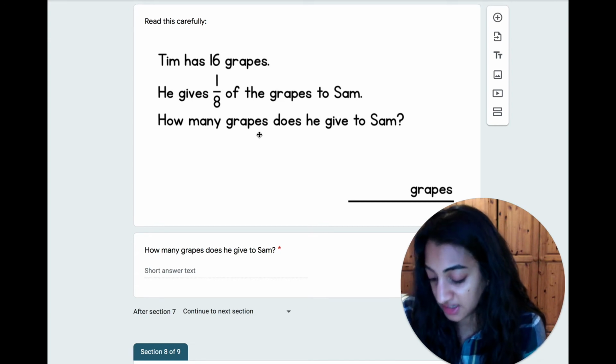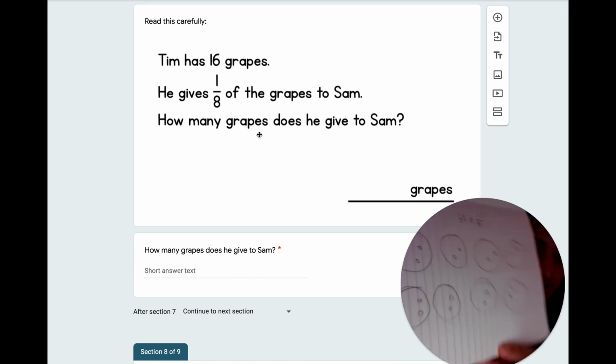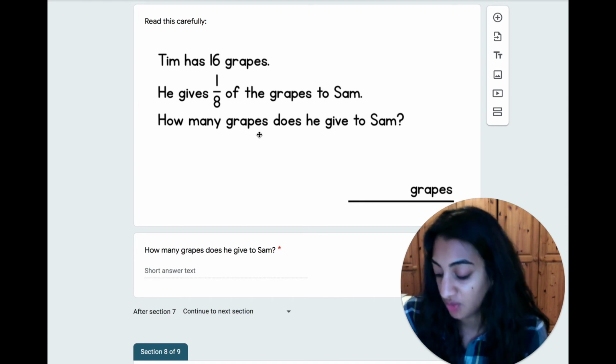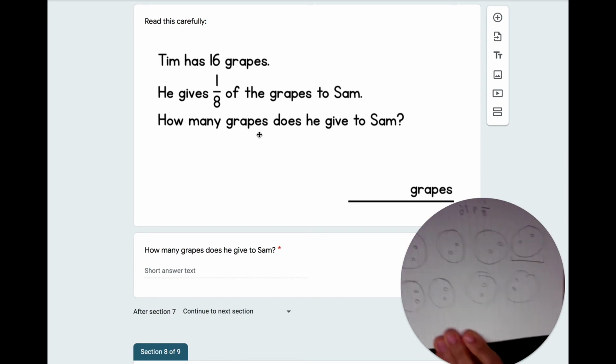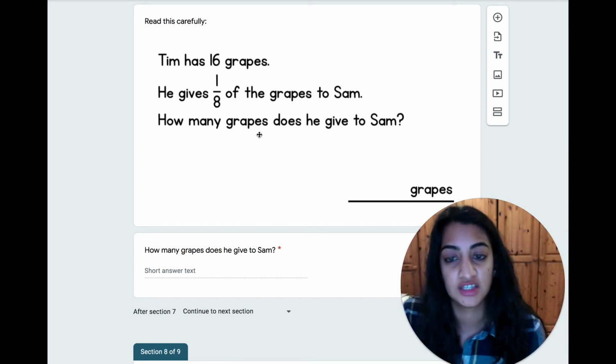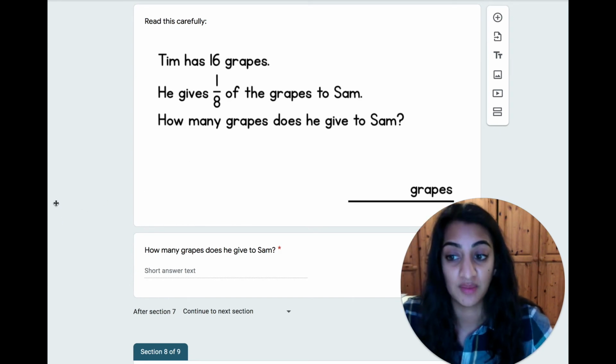14, 15, 16. And you should be able to see that I've ended up with 2 in each one, but I don't know how many equal parts I need to look at until I check my numerator. Well, the numerator is 1. So I do a bracket over one of the equal parts. So the answer is 1/8 of 16 is 2. So then the amount of grapes he gave to Sam was 2 grapes.